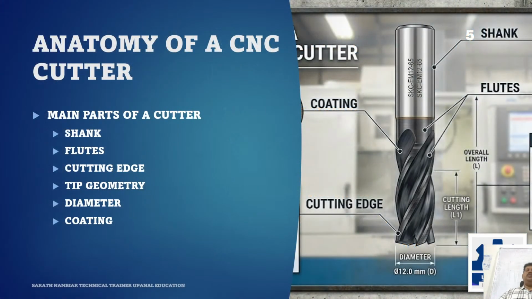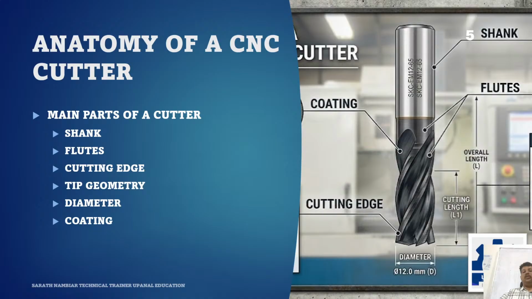Now, before we study the cutter types, let us understand the basic anatomy of a cutter. You can see the top part is mentioned here as the shank. The shank is the upper cylindrical portion held inside the tool holder or the collet. Second are the flutes. Those are the spiral grooves that help create cutting edges and also remove the chips. Next is the cutting edge, which is towards the corner. This is where the actual metal cutting happens.